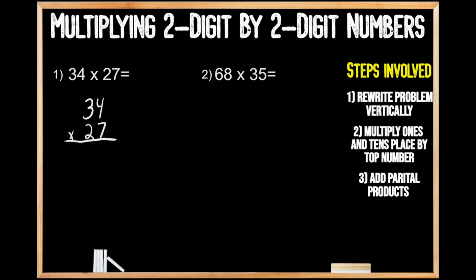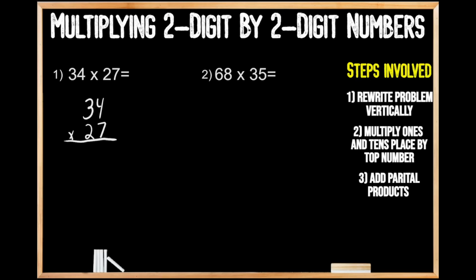And now we're going to move on to step number 2, where we're going to multiply both the ones and the tens place by the top number. So we're actually going to break this up and multiply by the ones place and then by the tens place. We're going to create two partial products and then just add them together to get our answer. So we're going to start out by multiplying 7 times 34 for our first partial product.